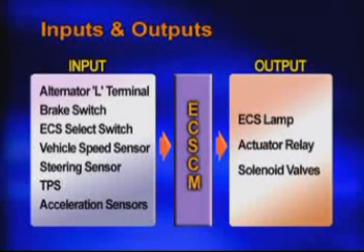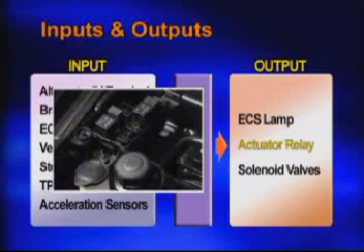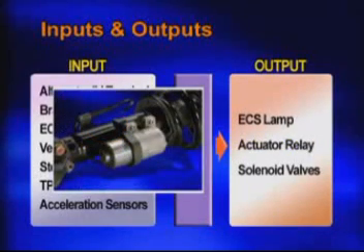These are the primary outputs. An ECS indicator used as a warning lamp. An actuator relay which supplies power to the solenoids. And 4 solenoid valves which control the damping force of the 4 shock absorbers.